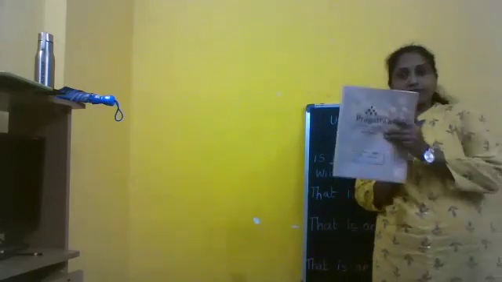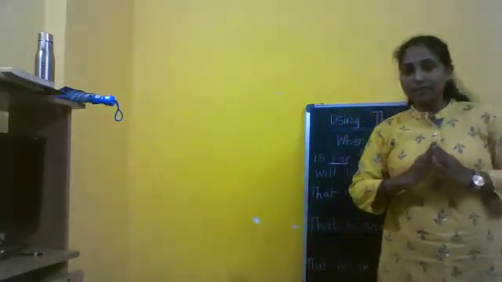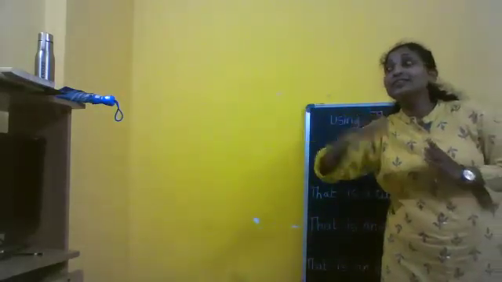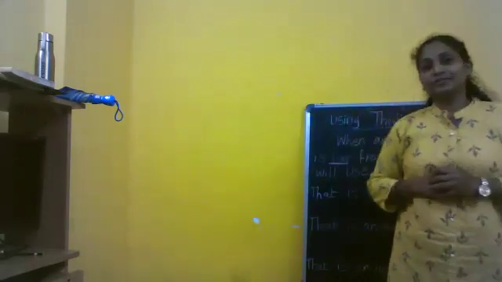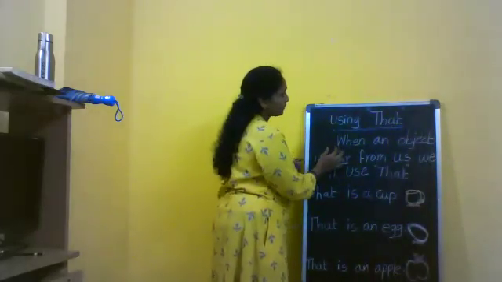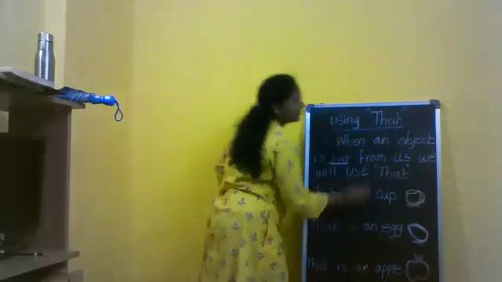One more. What is this? A book. Now, shall we frame a sentence about the book? That is a book. When will we use "that"? See, observe once the board. Look here. We are using "that." What are we using? That.